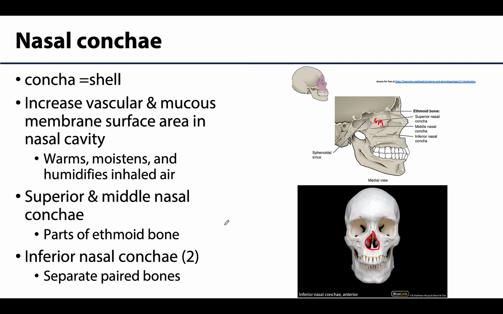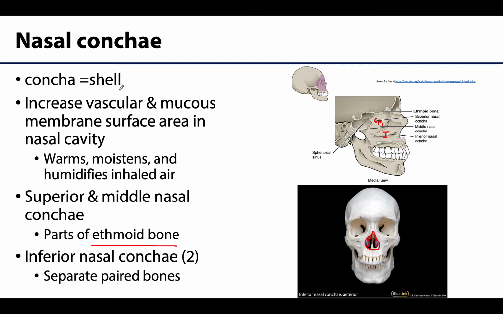These are actually components of the ethmoid bone. So I told you that the ethmoid bone, in that previous video when we were talking about the neurocranium, is a very complex bone. So it'll actually have some components of it that form these concha. And then you'll have this larger inferior nasal concha, which is what we have shaded in blue here. The inferior nasal concha are separate paired bones, so these are their own bones. It's not part of another bone like these are of the ethmoid. And like I mentioned, these are going to be kind of shell-shaped or concha-shaped.